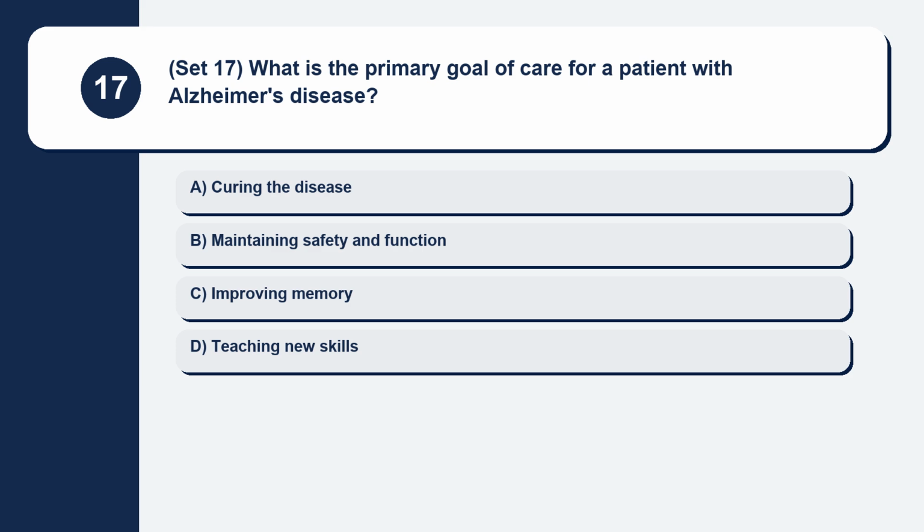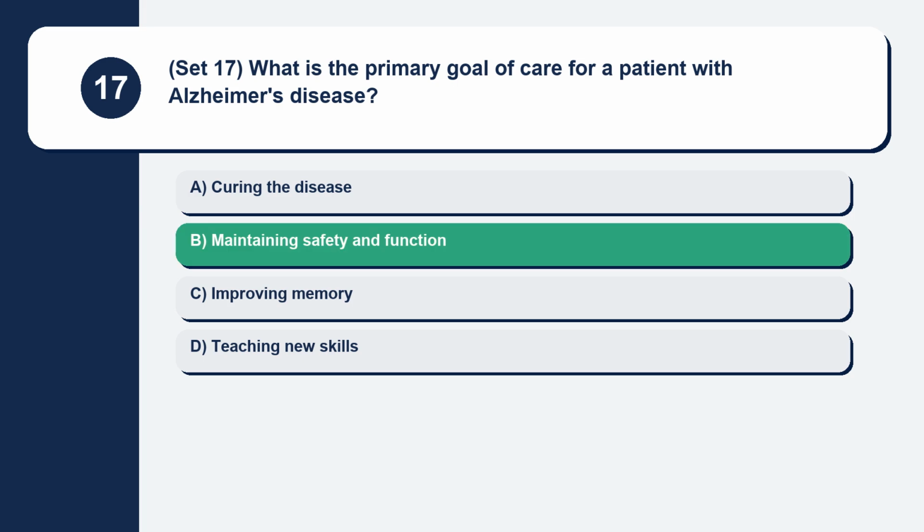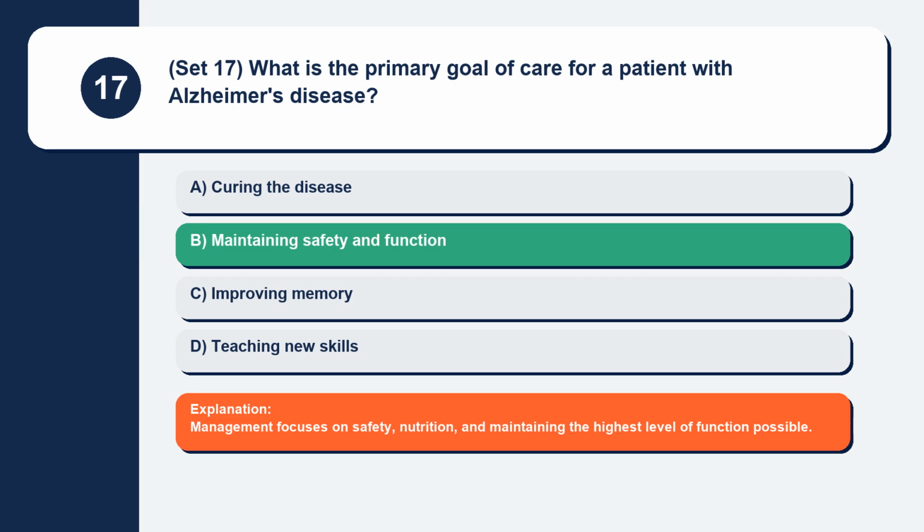Question 17. Set 17. What is the primary goal of care for a patient with Alzheimer's disease? Curing the disease, maintaining safety and function, improving memory, teaching new skills. Management focuses on safety, nutrition, and maintaining the highest level of function possible.